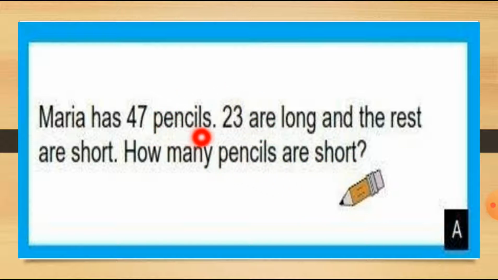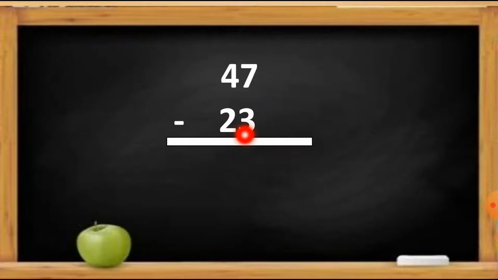So students, here is the same concept. There are a total of 47 pencils. From this 47, these 23 pencils are long and the rest are short. We have to find how many pencils are short. So first of all, we found these two numbers, which are 47 and 23. So let's write 47 and 23. So here is 47 minus 23.